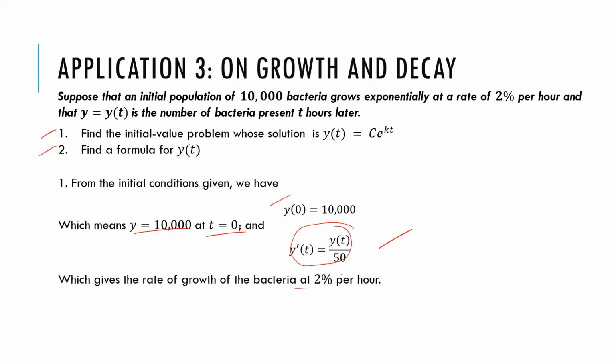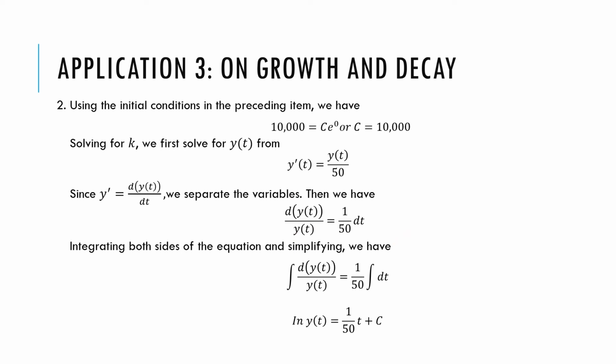Number 2 natin is, using the initial condition in the preceding item, we have 10,000 is equal to ce raised to 0. So, we need 10,000 yung c natin. So, we need to solve for k. We first solve for y of t from y prime of t is equal to y of t over 50. Then, since y prime is equal to dy over dt, we separate the variables, guys. We need to separate the variables. Kaya, naging ganitong part na to.